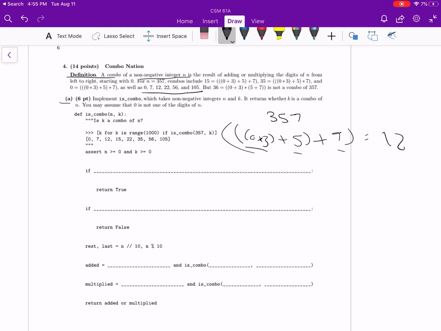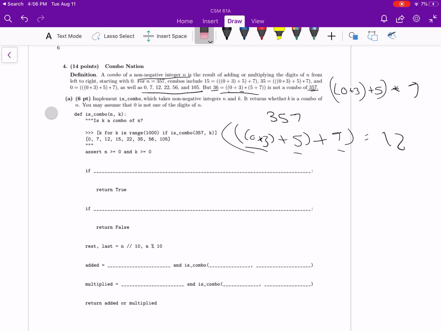There's also an example for 36, which is not a combo of 357. And that's because of the way these parentheses combine. In order to form a successful combo, you have to start with 0, combine it with 3 using either addition or multiplication, and then combine that whole quantity with 5 using either addition or multiplication, and then combine that whole quantity with 7. So that's why 36 is not a valid combo.